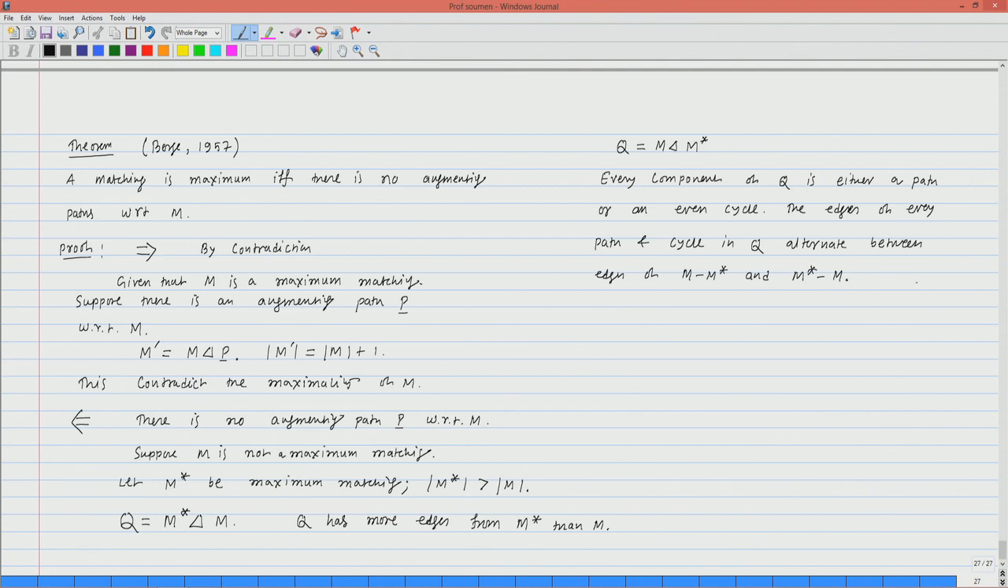Okay. So, now since this is an even cycle, every component of symmetric difference of M and M star is either an alternating path or an alternating even cycle. So, in the even cycle, the number of edges from M minus M star and the number of edges from M star minus M are the same. So, the only difference, but there are more edges from M star than M in the graph Q.